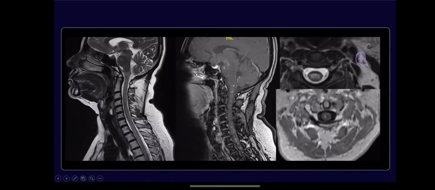Now, at this point in time, I will say a bunch of us were thinking along the lines of, could it be CLIPPERS? Could it be SLIPPERS? And we thought, let's just call it one or the other. Some of us even thought, could it be a very different presentation of GFAP? Of course, I was not very much in favor of GFAP, but I did call it CLIPPERS, and we sent the patient back to the neurologist, and the patient did respond well to steroids.